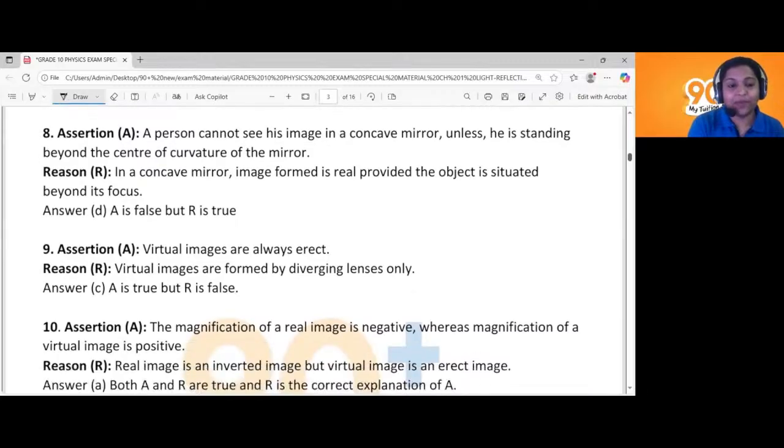And question number 9. Virtual images are always erect. Okay, virtual, the combination is erect. The assertion is true. Now let's see the reason. Virtual images are formed by diverging lenses only. Is that correct? No, it's not true. The reason is false, but the assertion is true.